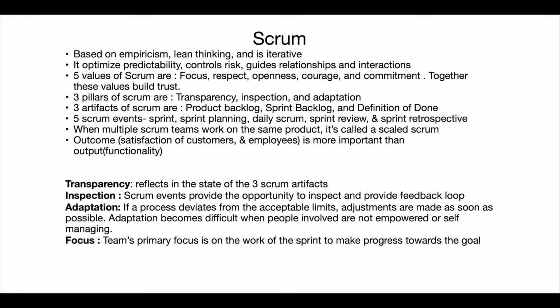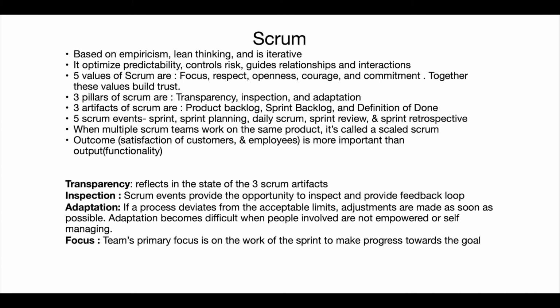Now let's move on to some keywords. Transparency. Transparency reflects in the state of the 3 Scrum artifacts. Inspection. Scrum events provide the opportunity to inspect and provide feedback loop. Adaptation. If a process deviates from the acceptable limits, adjustments are made as soon as possible. Adaptation becomes difficult when people involved are not empowered or self-managing.